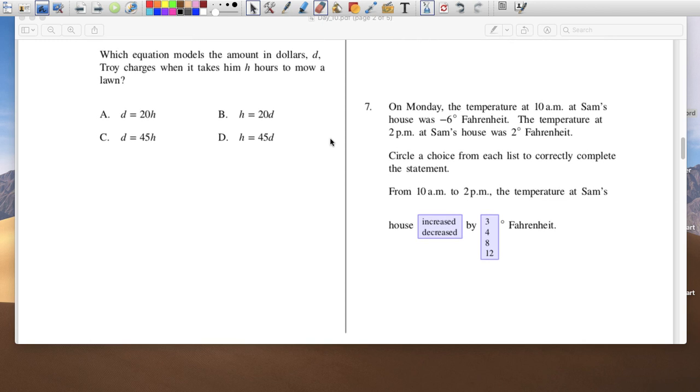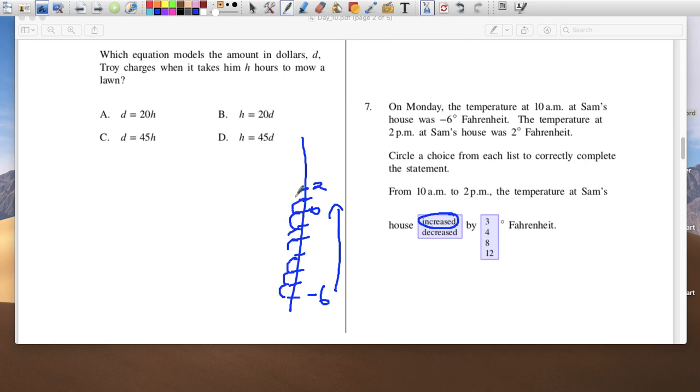7. On Monday, the temperature at 10 a.m. at Sam's house was -6. So again, if you use this, here's 0, so it's a -6. The temperature at 2 p.m. at Sam's house was 2 degrees Fahrenheit. So what happened here? The temperature went up, obviously. So what happened from 10 a.m. to 2 p.m.? The temperature increased, I'm going to circle this, by how much? So from -6 to go all the way to 2: -5, -4, -3, -2, -1, 0, 1, 2. So think about 1, 2, 3, 4, 5, 6, 7, 8. It increased by 8 degrees Fahrenheit.